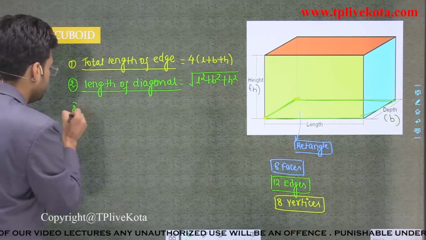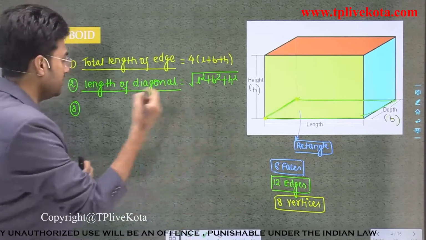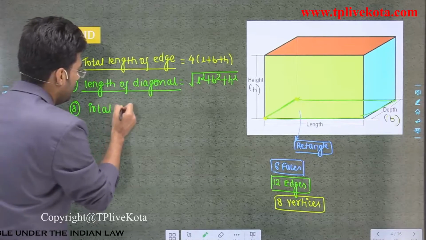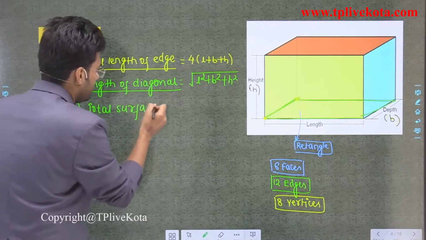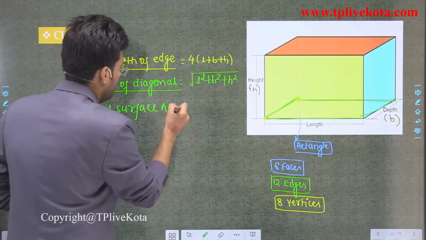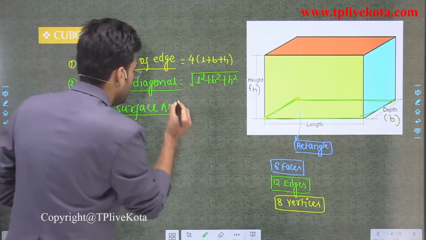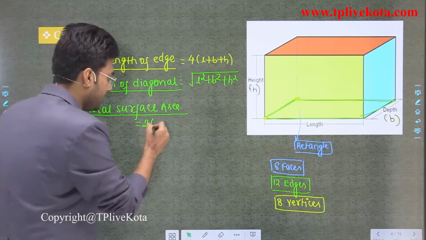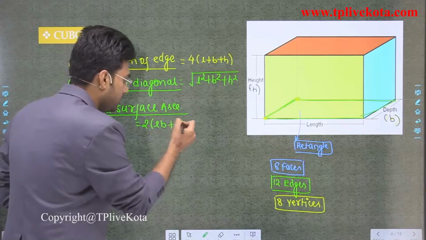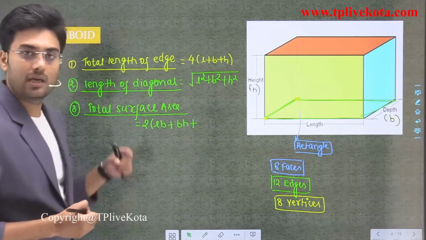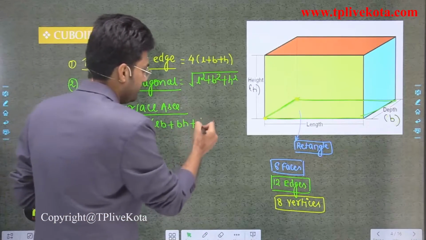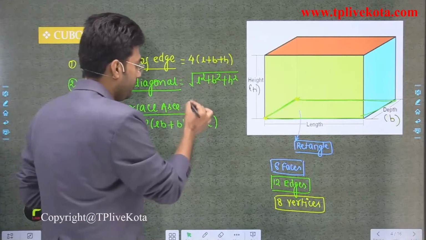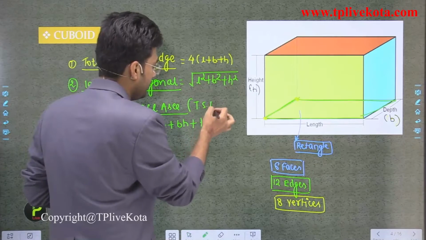Now students, the third is total surface area. Total surface area is equal to 2 times (length multiplied by breadth plus breadth multiplied by height plus height multiplied by length). So this is the total surface area, and we can also call it TSA.